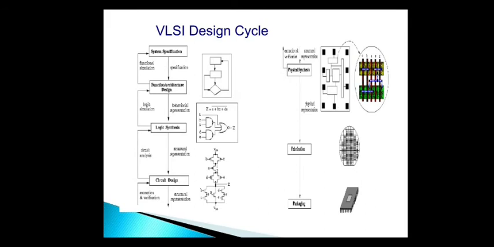VLSI design cycle. The first block is system specification. The specification of an IC design is a set of requirements which should be made and hold true across all possible operating requirements of process, voltages and temperatures, as well as across all mismatches for the particular circuit. It means if I have to design an AND gate, I have to specify all the requirements of that IC.